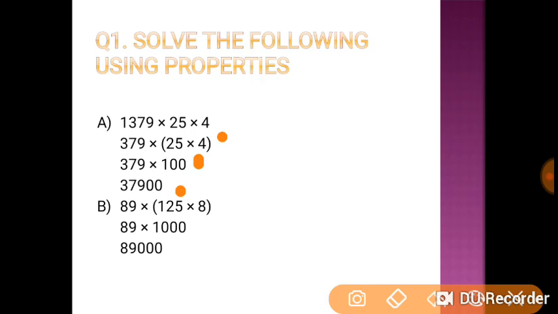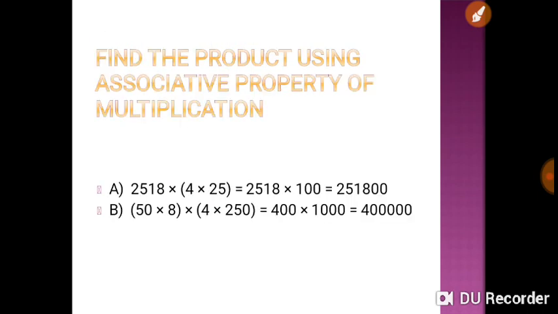Look at the second example. Here the numbers are 89, 125 and 8. If we pair 125 and 8 first, it will give you 1000. And when you multiply any number by 1000, you just have to add 3 zeros to the given number. That will make 89,000. So see children, if we are applying properties, the calculation becomes much easier. Let us consider some more questions.